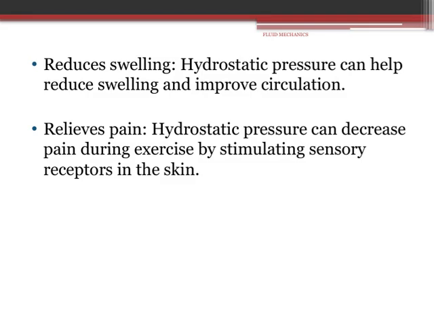Let's talk about fluid mechanics and how they can benefit your recovery. First, hydrostatic pressure plays a significant role in reducing swelling. When pressure is applied, it helps move excess fluid out of the tissues, which can ease swelling and also promote better circulation throughout the body. This is especially helpful after injury or intense activity, as improved circulation aids in healing and recovery.